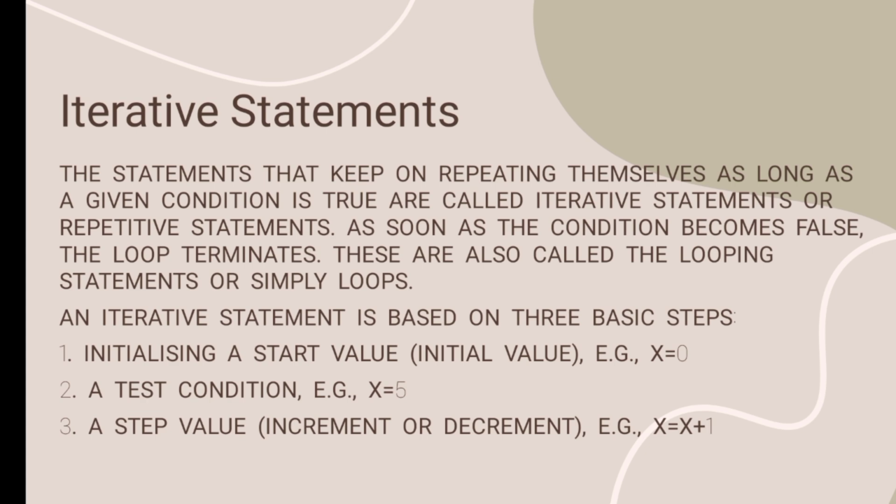Every loop works with the help of a variable known as the control variable. The initial value is assigned to the control variable, like x is equal to 0. Then the control variable is used to check the condition which specifies the number of repetitions of the loop. Finally, the step value of the control variable is defined. The step value changes the current value of the control variable.